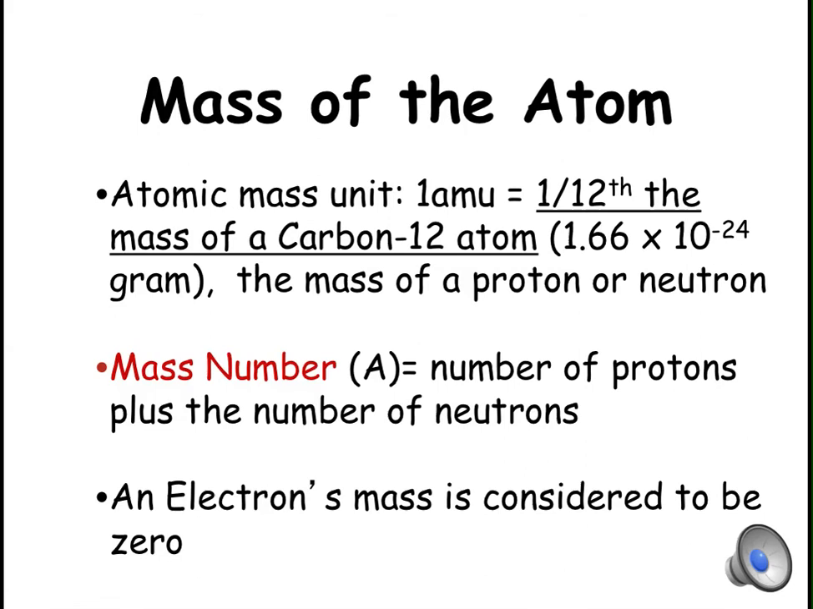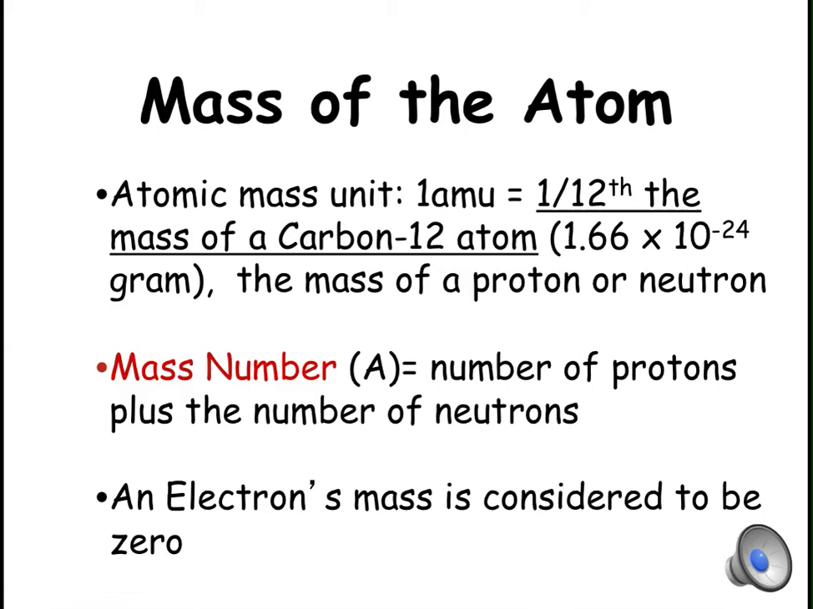So let's look at the mass of an atom. How do we get that? The atomic mass unit is how we measure the mass of an atom. It is referenced as 1 AMU, and it's equal to 1/12 the mass of a carbon-12 atom, 1.66 times 10 to the negative 24 grams, the mass of a proton or a neutron.